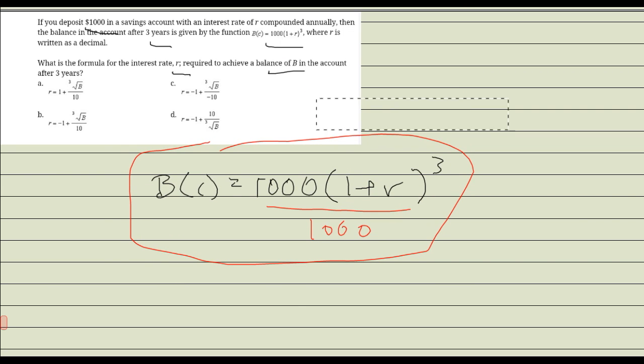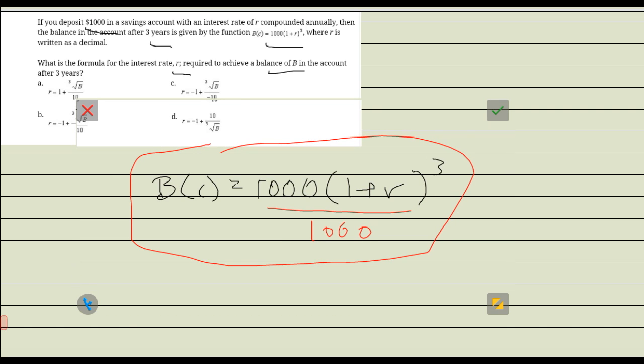So I'm guessing this is going to cut off everything too. Alright, well, I'm guessing what this is saying. Let me actually read it. The balance in the account after 3 years is given by this, where R is written as a decimal. What is the formula for the interest rate R required to achieve a balance of B in the account? Yeah, it looks to me like they're just unraveling this, and I think we're actually doing it right. So I'm going to just continue doing it. I thought it was an inverse problem, but it doesn't seem to be an inverse problem. So I'm just going to call this B because that's what they look to be doing in the answer there.